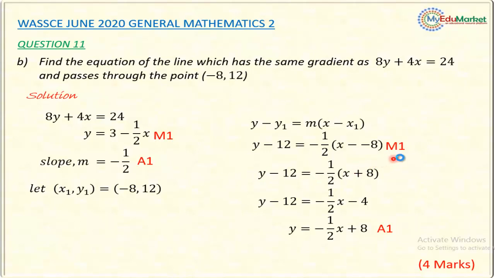Next is for substituting the slope and the point in the formula for getting the equation of a straight line. You have the M1 mark if you substituted correctly, and simplifying to the end to get the correct equation y equals minus 1 over 2x plus 8, you have the A1 mark, that is the accuracy mark. So in total, 4 marks were allocated to this question in the official WAEC marking scheme.